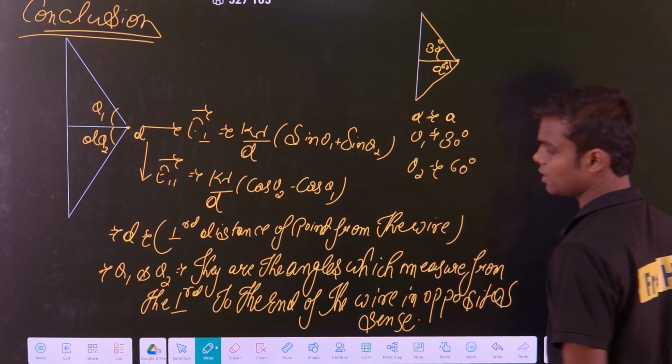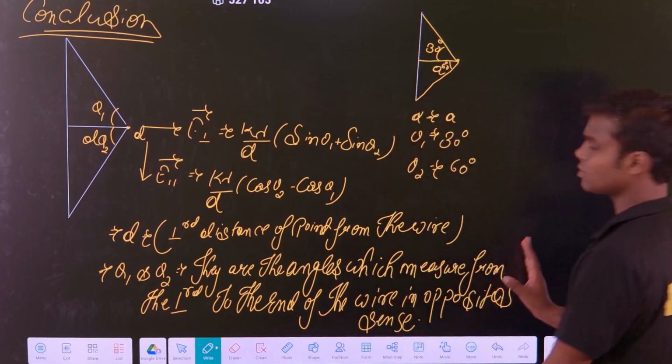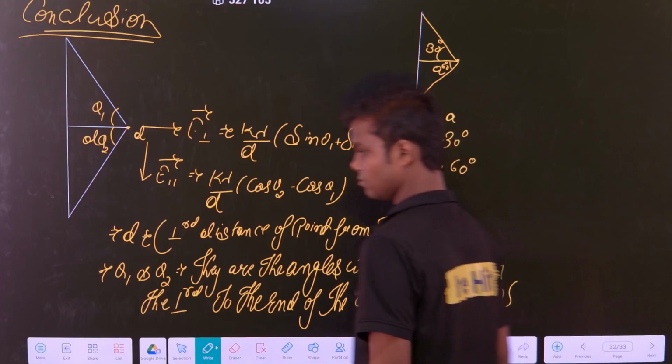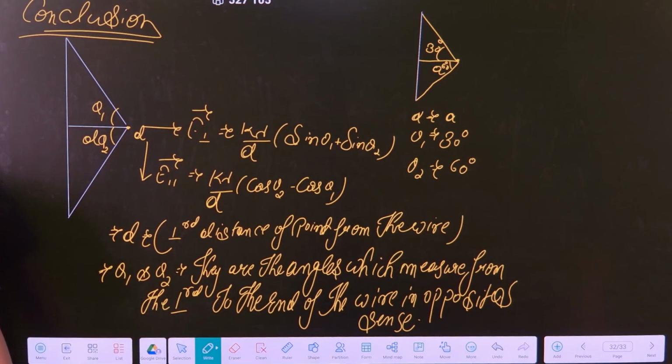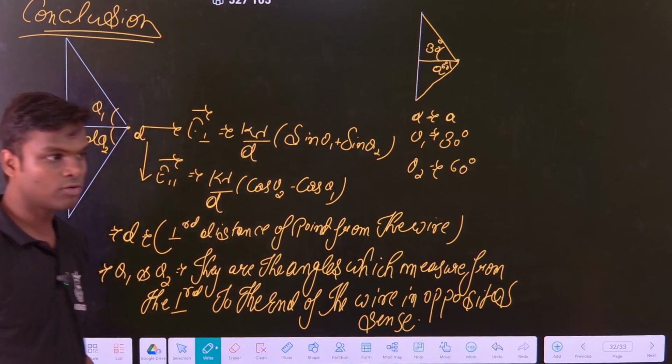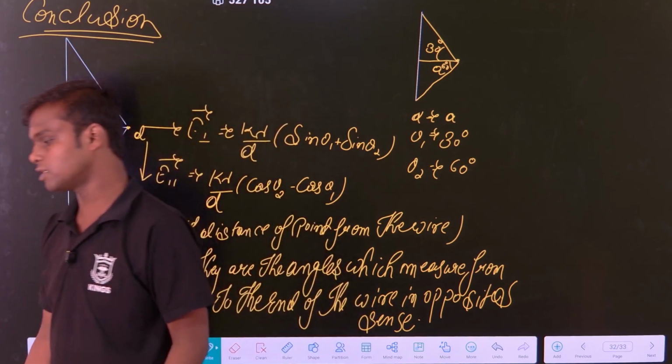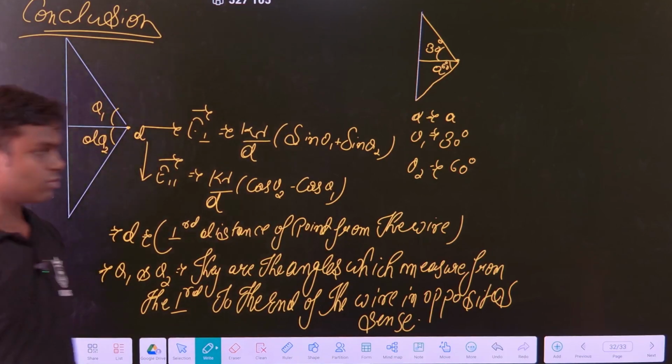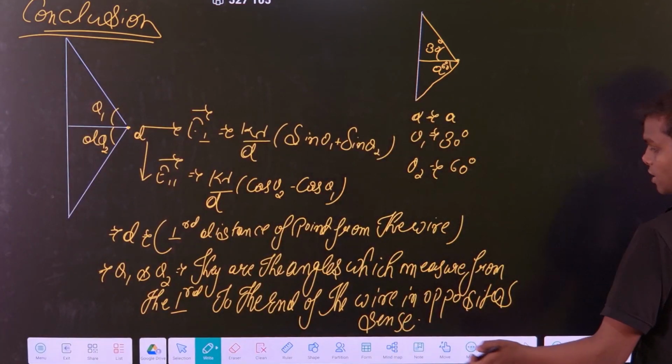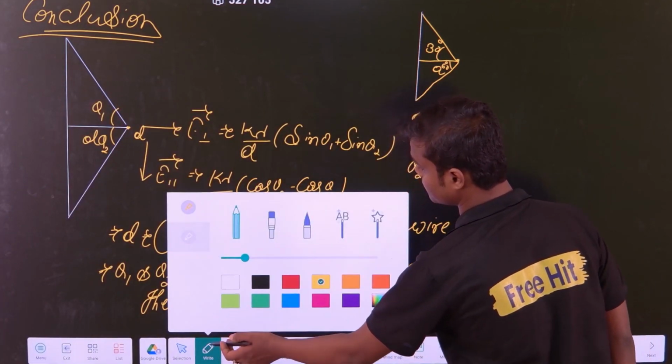In opposite sense. Clear? Any doubt? Now let's take one more example. Try to understand this, because most of the people learn this formula but they don't know how to apply this formula. If you don't know how to apply this formula, then what is the use of learning this formula? Simple. Okay, so let's take one more example, then you will understand better how to apply the formula.